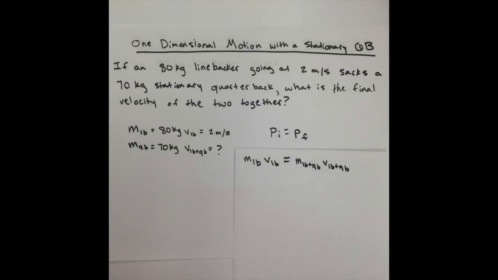As we all know, the P stands for momentum. But momentum can also be expressed in terms of mass times velocity. So we can rewrite the simple equation by using the variables: the mass of the linebacker and the velocity of the linebacker on the Pi side, and on the Pf side, the mass of the linebacker and the quarterback, and the velocity of the linebacker plus the quarterback. These two have to be together since the linebacker and the quarterback remain stuck together.